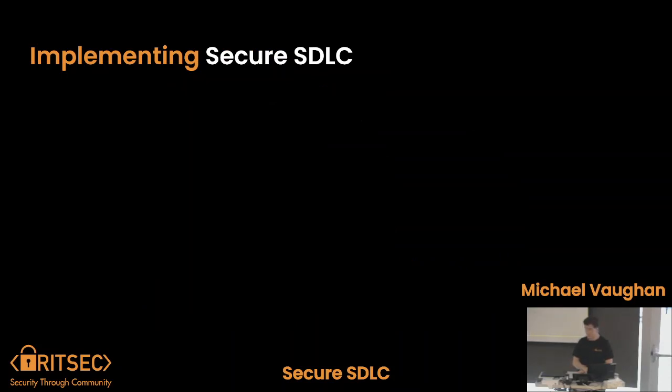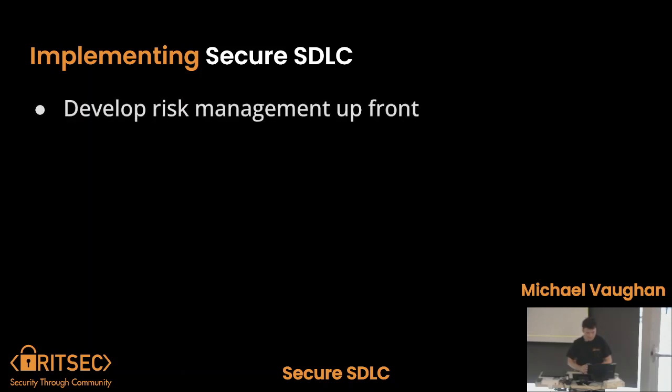So what are some things that you would actually need to do to implement this? We've talked about some diagrams, we've talked about some buzzwords. We can talk a little bit about how these actual practices are implemented. So the first thing that you want to do is you want to start thinking about your risk management before you actually create an application.